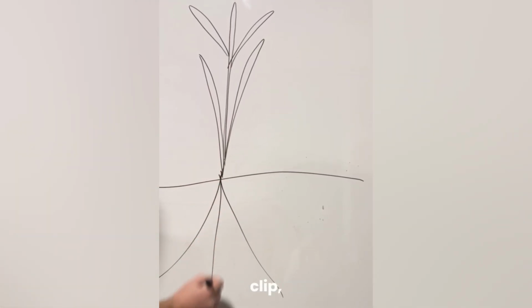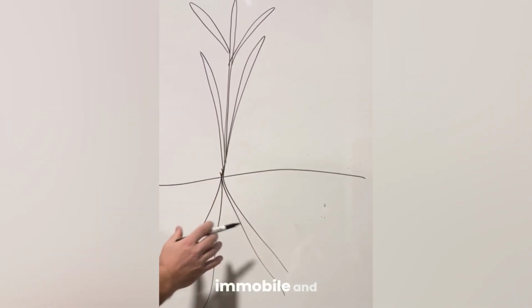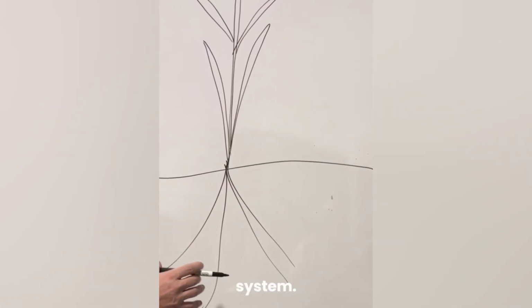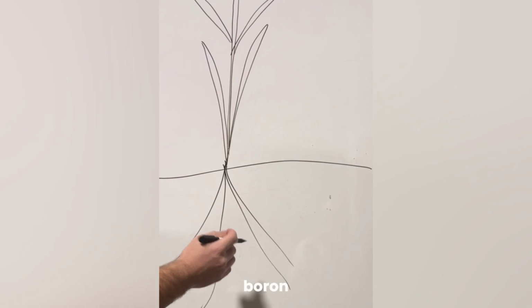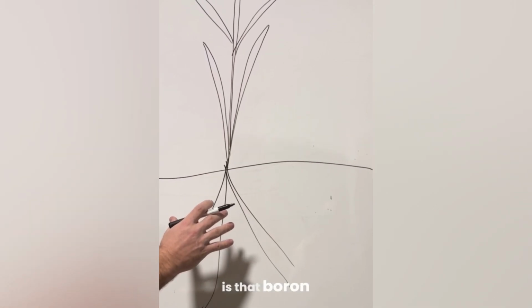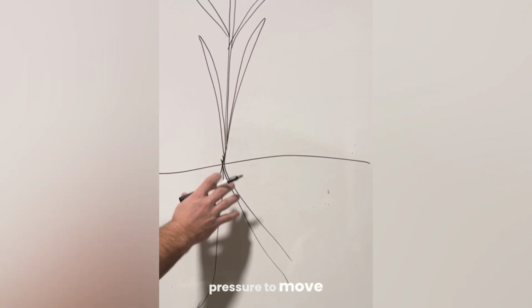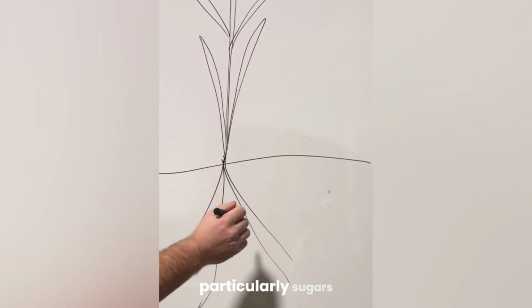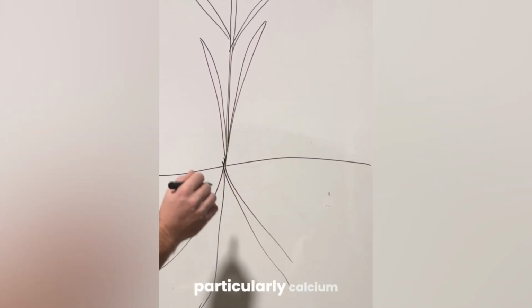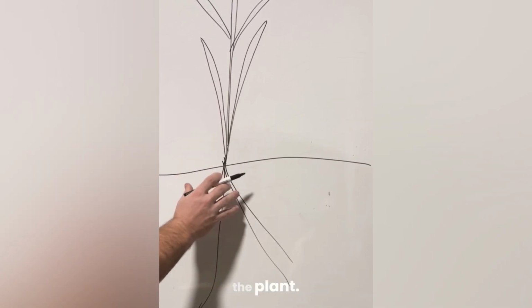In a previous short clip, I spoke about how boron is not flow immobile and therefore it's best to get it from the root system. But the one thing to know about boron is that boron provides pressure to move nutrients, but particularly sugars and particularly calcium around in the plant.